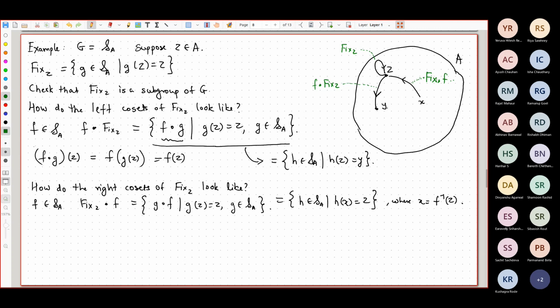I hope you can see that a left coset is not really a right coset in this case. Except for the coset fix Z itself, no left coset of fix Z is a right coset of fix Z.